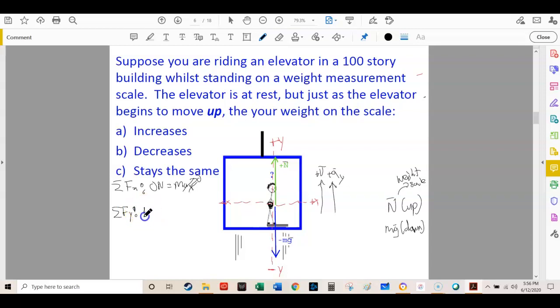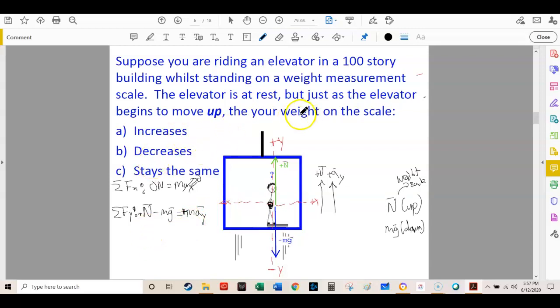So I'm going to have a normal force pointed up. I have an mg vector pointed down. And now that I've accounted for all of my up and down vectors, I'm going to set it equal to mass times acceleration in the y direction. And that is positive, because that acceleration vector is upwards. Right? So now let's talk about it.